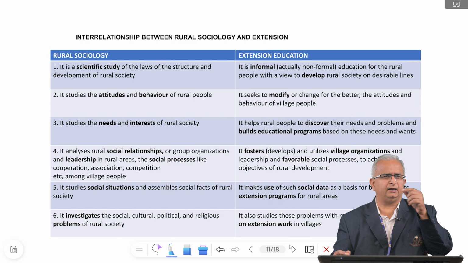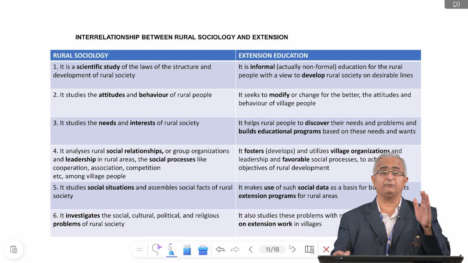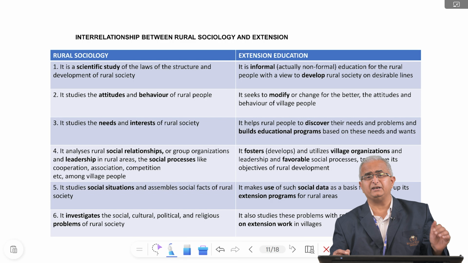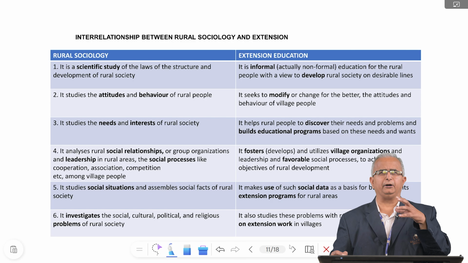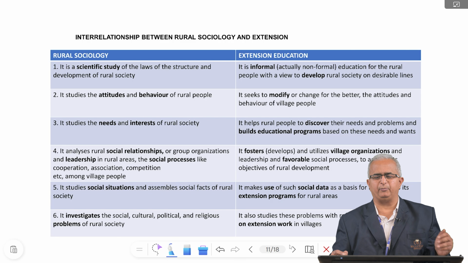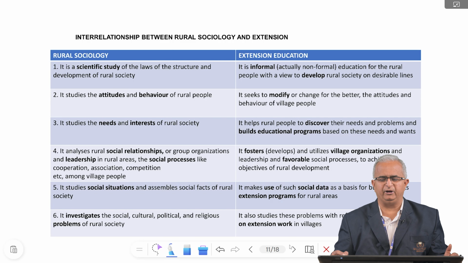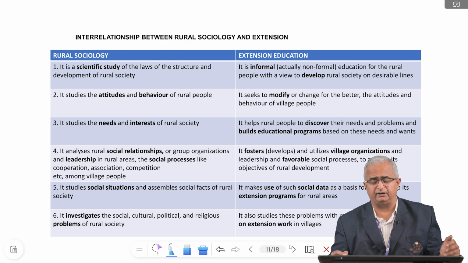We study the needs and interests of the people, their attitude and behavior, and we study the laws of the structure and development of the rural society. Whereas extension education is non-formal education. Here, we try to develop the people. We try to modify their attitude and behavior. We try to understand their needs, and to convert their unfelt needs into felt needs also.